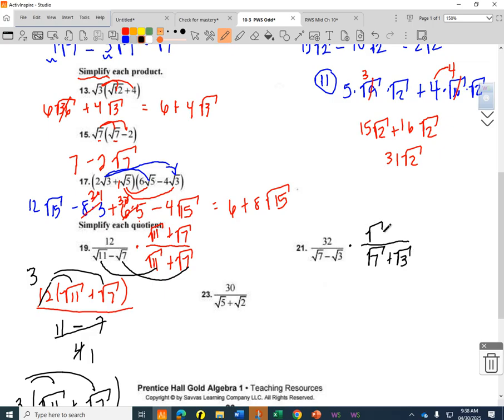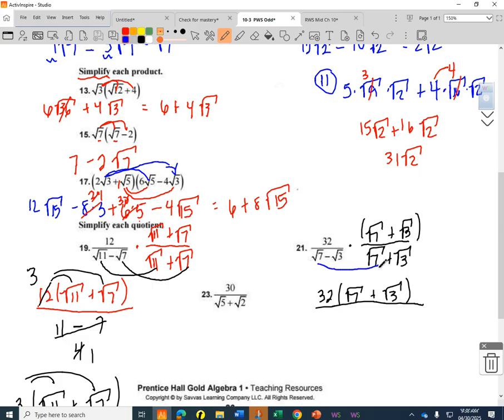And if you multiply it by the bottom, we're going to multiply it by the top. All right. So we're going to simplify the top. 32 times square root of 7 plus square root of 3. And then we're going to use our shortcut, our strategy, to multiply the bottom.